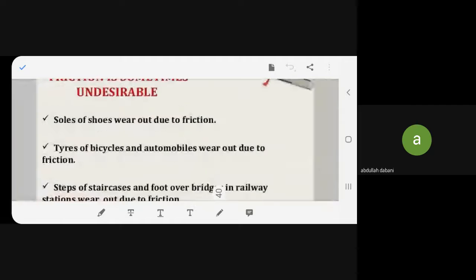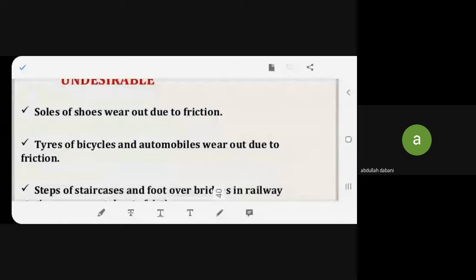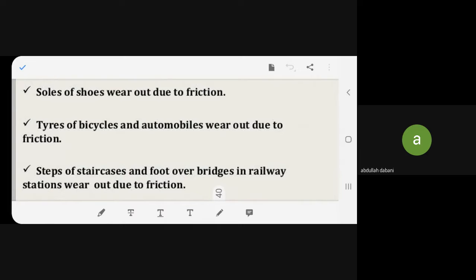Just now we read about the soles of shoes. So you get the holes, you get the flat shoes. It's due to friction. Even bicycle tires and automobiles, cars, scooters, wear out due to friction, and sometimes the tire becomes so thin that it gets punctured. Then we have to change the tires completely.